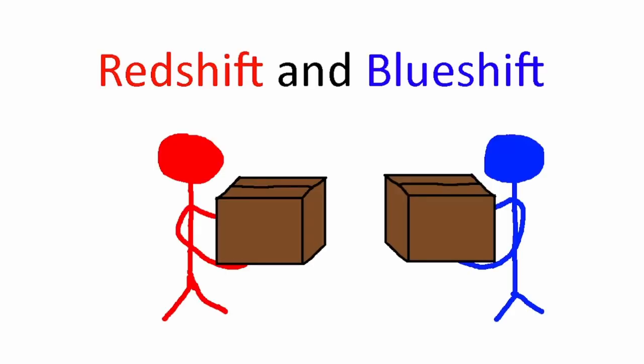Today we're going to be talking about redshift and blueshift. Essentially, light is made out of different wavelengths. Each wavelength in our eyes turns into a different color that we see.